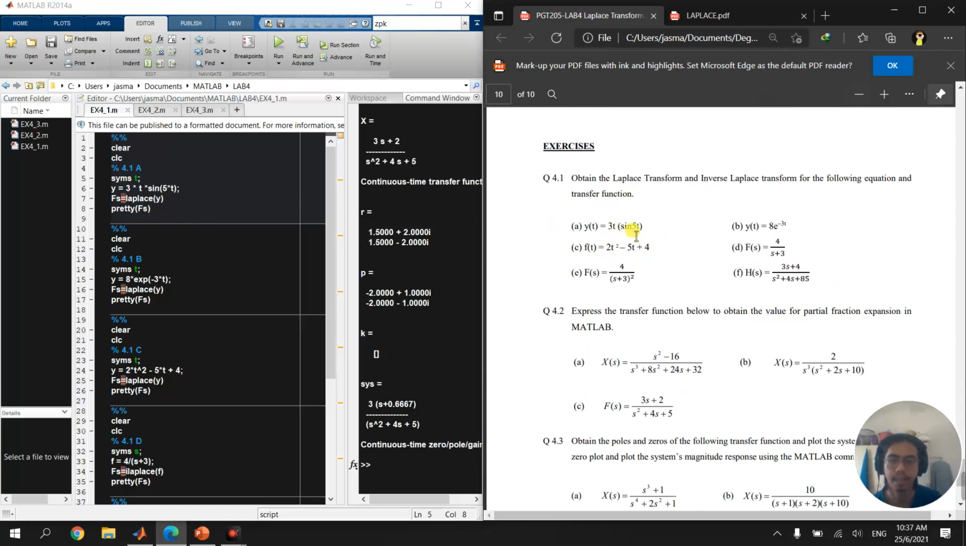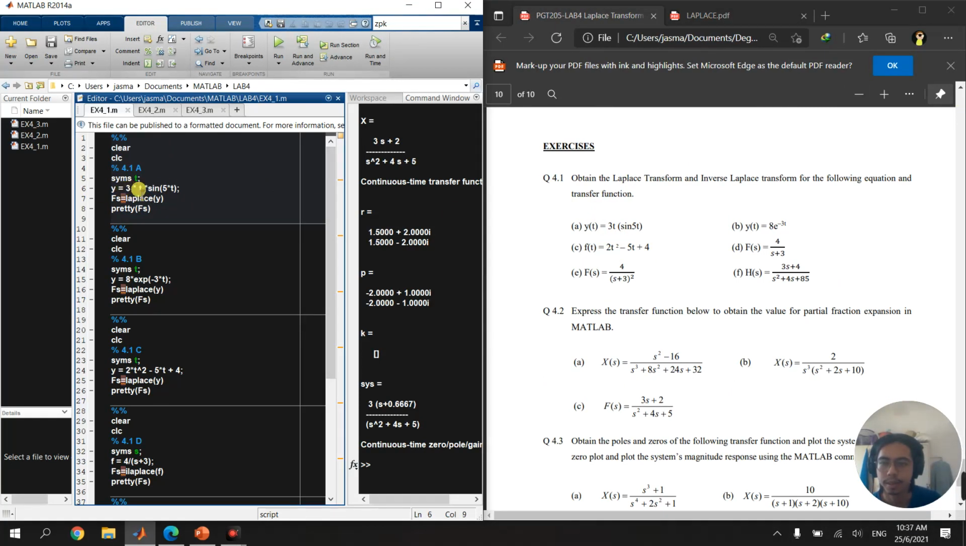The first question is the sine 5t, which is written here, and the system is in the t or time domain, so we use syms t to make a variable for t, and then we do Laplace on the equation that we have defined on line 6, and then we make it pretty using pretty(Fs). Now let me show you by running the section.